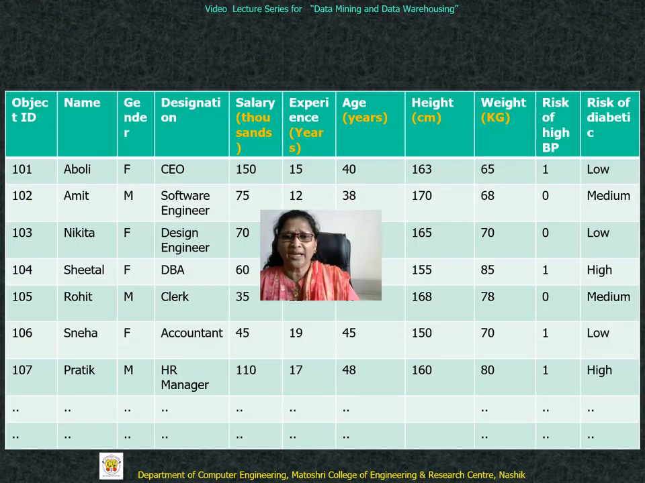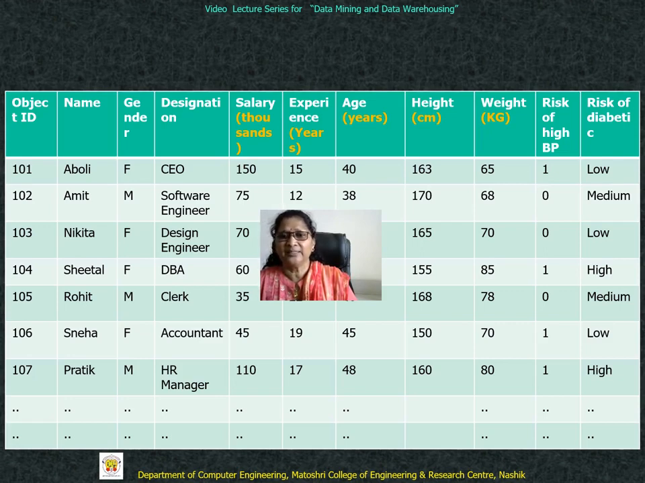Let's look at this table. Purposely I have shown a 2-dimensional table. We have learnt it in database management systems, and we are used to such terminology, a tabular structure for representing data. If you look at this table, we have object ID as the object identifier, which is numeric, 101 up to 107, and there could be more records. The fields are name, gender, designation, salary, experience, age, height, weight, risk of BP, and risk of diabetes.